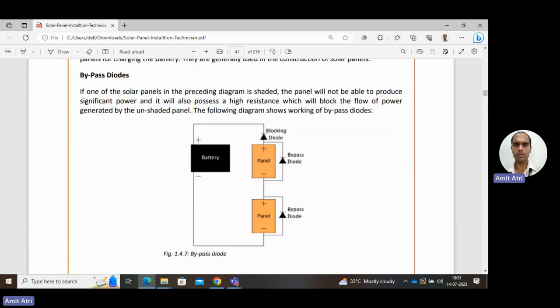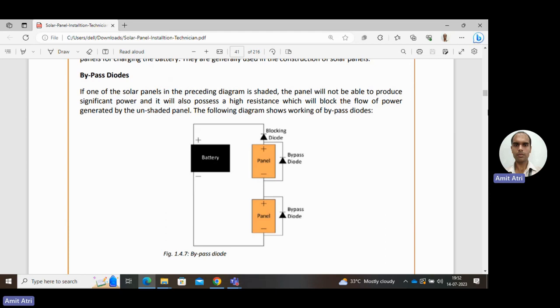Next is the bypass diode. In figure 1.4.7, the bypass diodes are connected across the panels. This diode's role comes in when, for example, one of the solar panels is under shade, so no power is being produced, while another panel is producing electricity under sunlight. The shaded panel will block the path because both of them are connected in series. To avoid this type of situation, the bypass diodes are present.